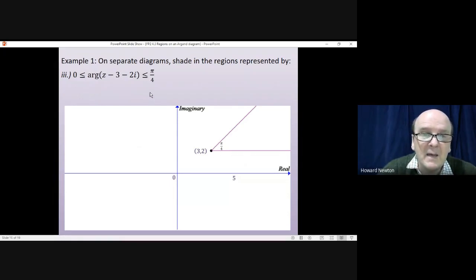Now, what we have is that the argument of that has to be more than or equal to 0, but less than or equal to pi by 4. That means you can be anywhere in this region here, where it's bigger than 0 from the positive x direction, but less than pi by 4, or equal to it. In both cases, we have equal to being allowed, so both of these lines are solid lines, because you can actually be on them.